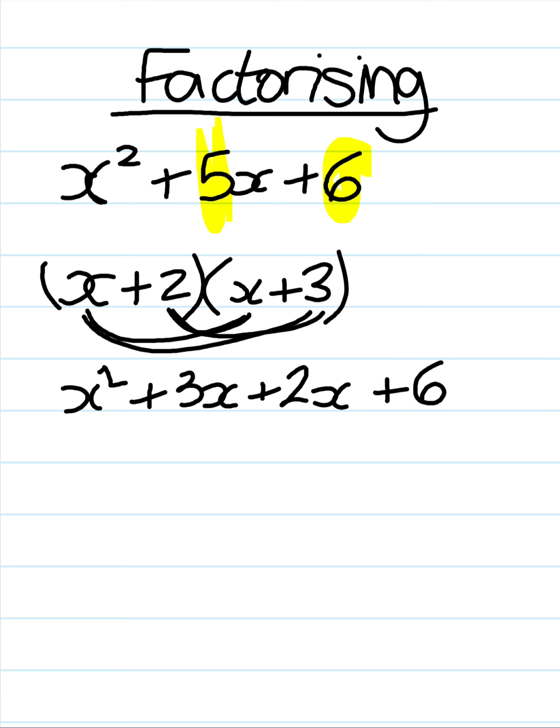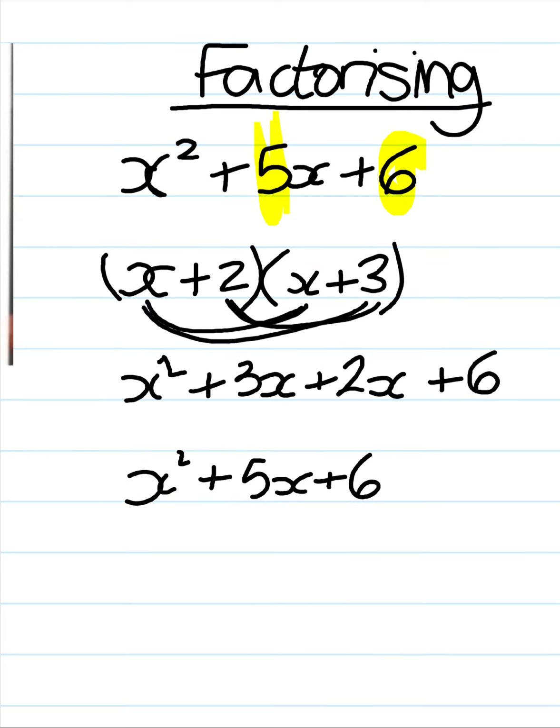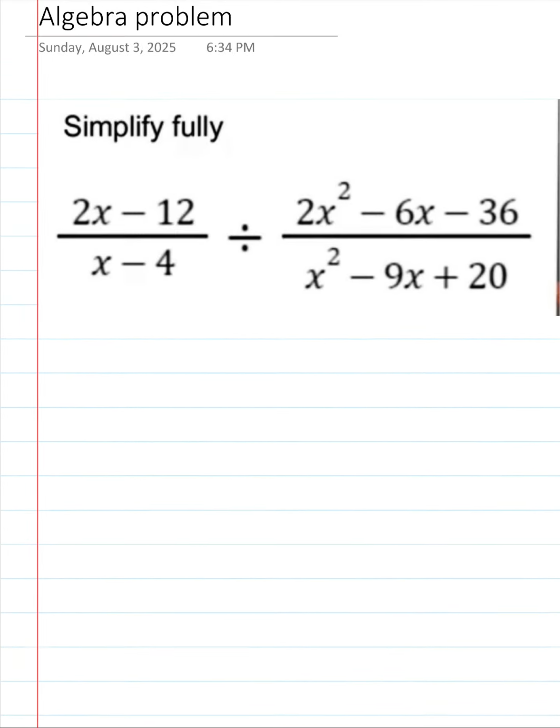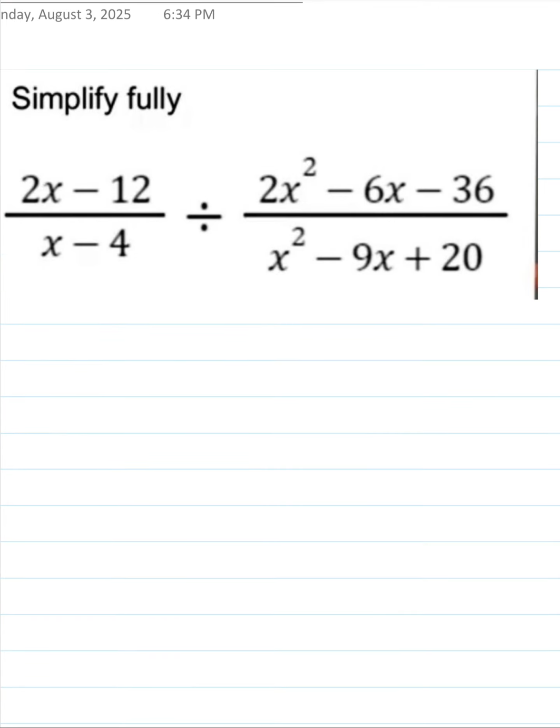When we combine this all together, we get x squared plus 5x plus 6, which means we've managed to factorise the brackets correctly. The key takeaway is to find something that multiplies to the last term and adds up to the middle term. And we need to factorise a lot of fractions like this before we can do any more algebra. Going back to our question, we can see lots of polynomials that need factorising. Let's take this one piece at a time.